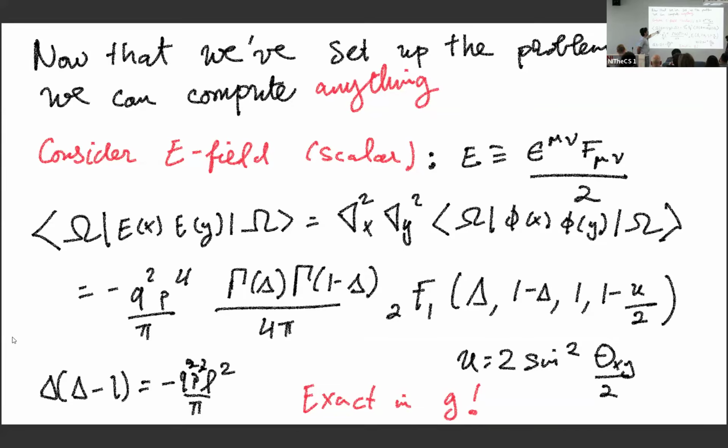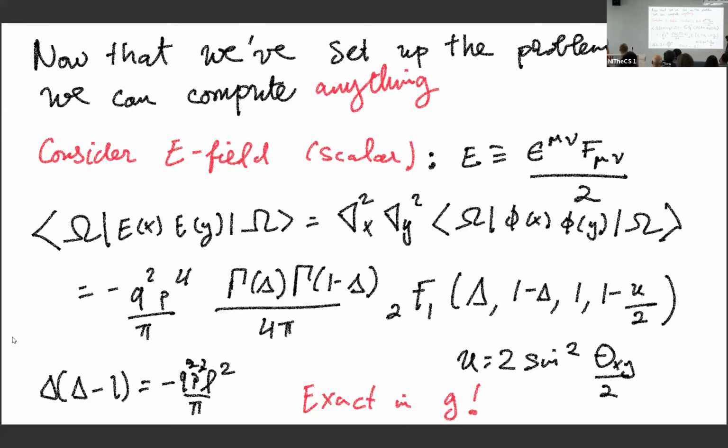And we can compute the 2-point function of the electric field. In terms of that quantity phi that I wrote on the board, it's 4 derivatives of the 2-point function of phi. And that quantity you can compute to all loop order. It's given by this function over here. You may recognize this function from the lesson yesterday. It's the free correlation function of a massive scalar. The mass is given by delta times delta minus 1.